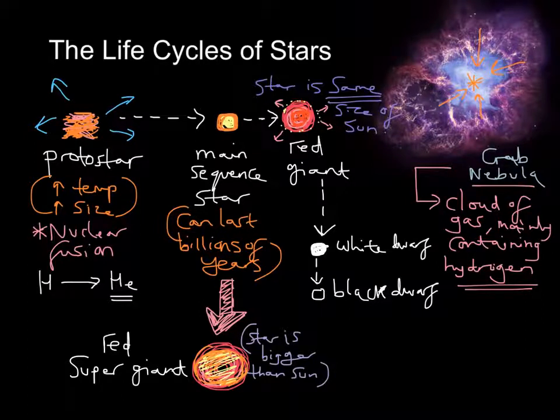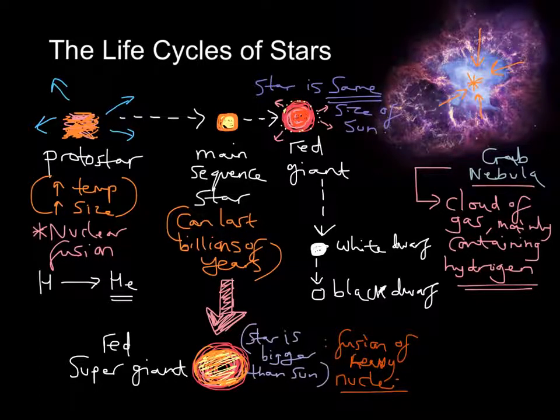So that these red supergiants, what we're able to get is fusion of heavy nuclei, that red supergiant. Now, then, and only then do we get our supernova, an explosion so powerful that we release all these heavy elements into the universe. So that is really our next step.